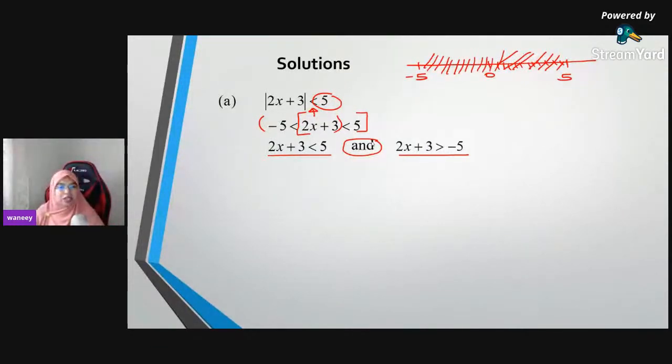Okay, so let me solve the left hand side first. So 2x is less than 2, x will be less than 1. So now on the right hand side, 2x is greater than negative 8, x will be greater than negative 4. So now do one number line, combine them together.